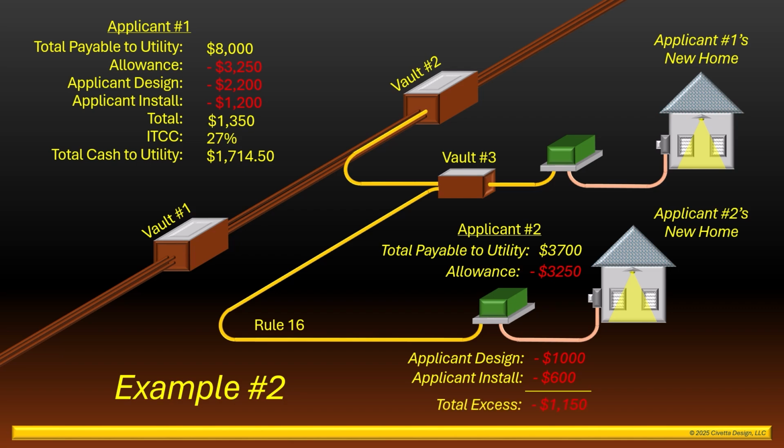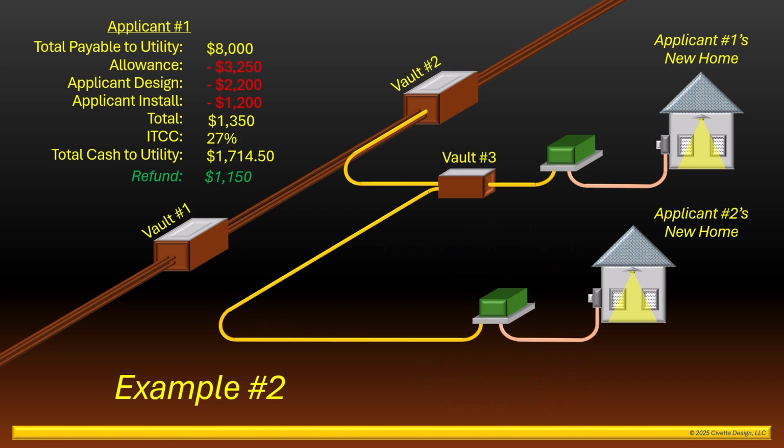$1,150. Under the provisions of Rule 16, applicant number 2 does not have to pay a cash advance to the utility, since the total amount payable to the utility was less than the applied allowance and credits. The excess amount of $1,150 also does not get refunded to applicant number 2. Under Rule 15, however, this excess amount gets refunded to applicant number 1. This is another example of the cost sharing for which Rules 15 and 16 were created.